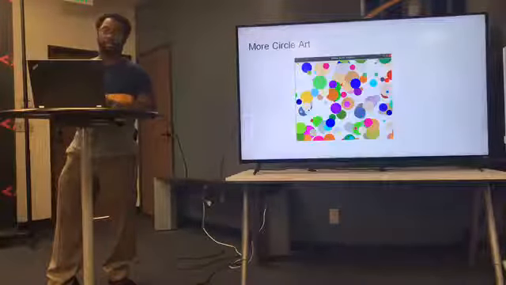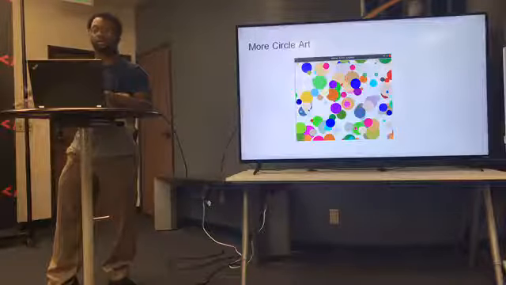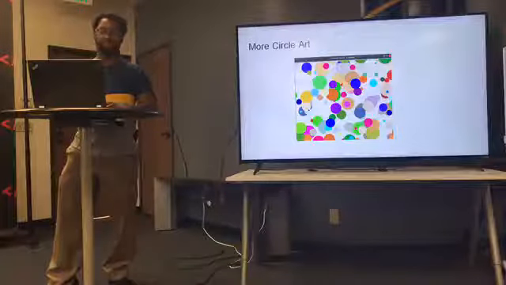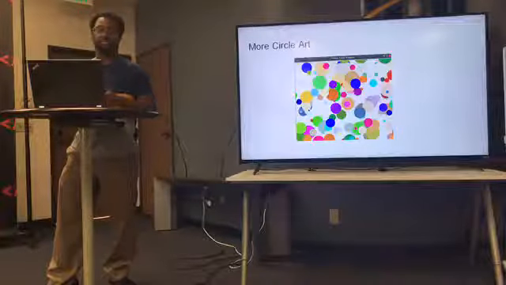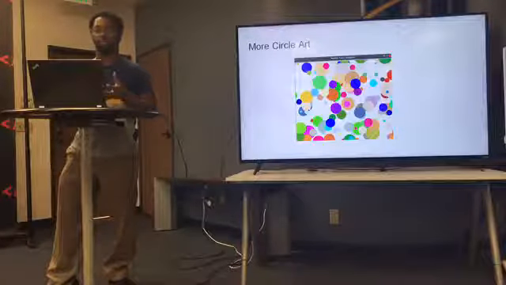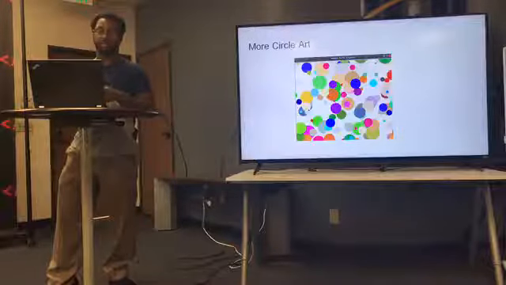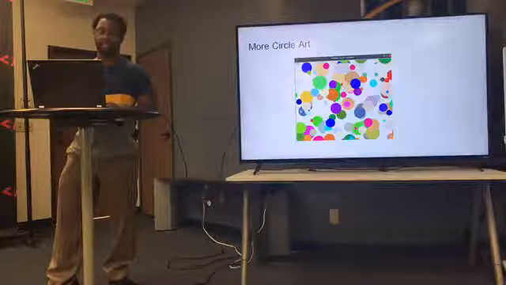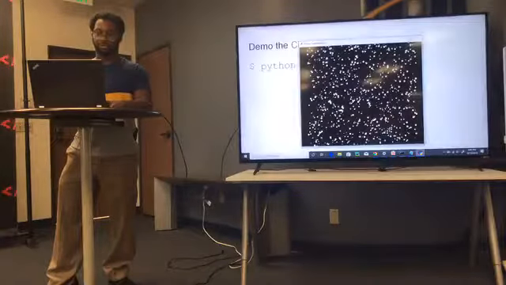Okay, so what we can do next is go ahead and create more circle art, and this in essence is pretty much the same logic that we used to randomly generate the sky. The only difference is that the colors are different. The circles are not just within the same hues. You can randomly generate all types of colors. And we can go ahead and run this as well.